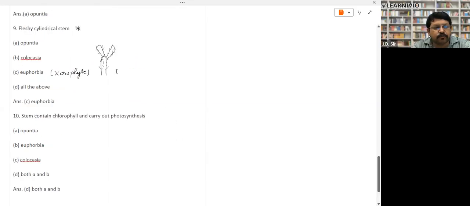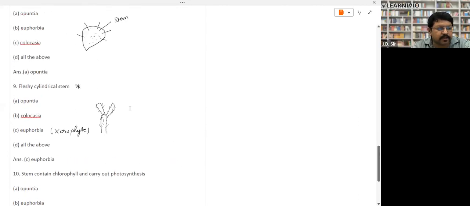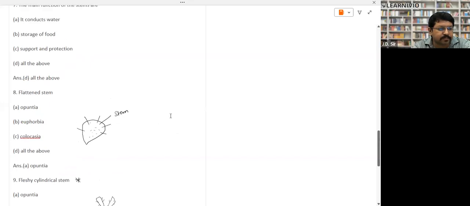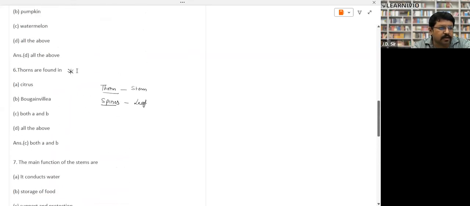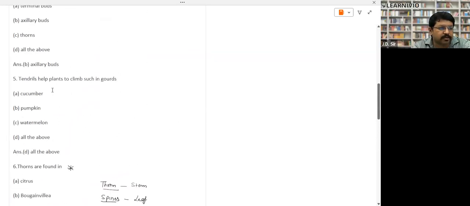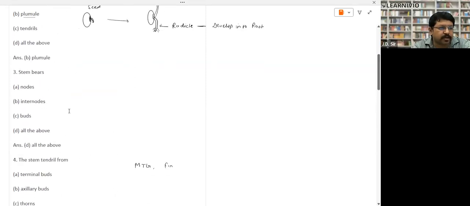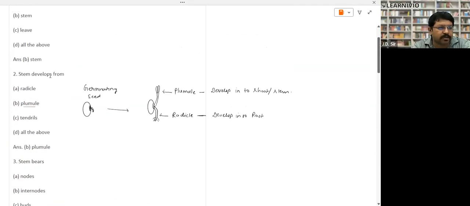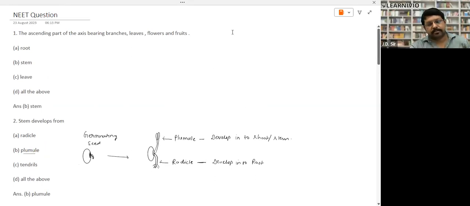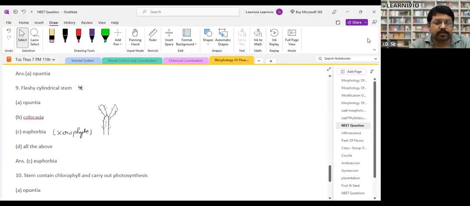So like this Euphorbia question, this one, the 10th question, is from NEET. This is the 9th question, from NEET. And this question is from NEET. So these are the questions. Did you get what kind of questions you will get in the medical examination? You won't get very difficult questions, but definitely you will get confusing questions.